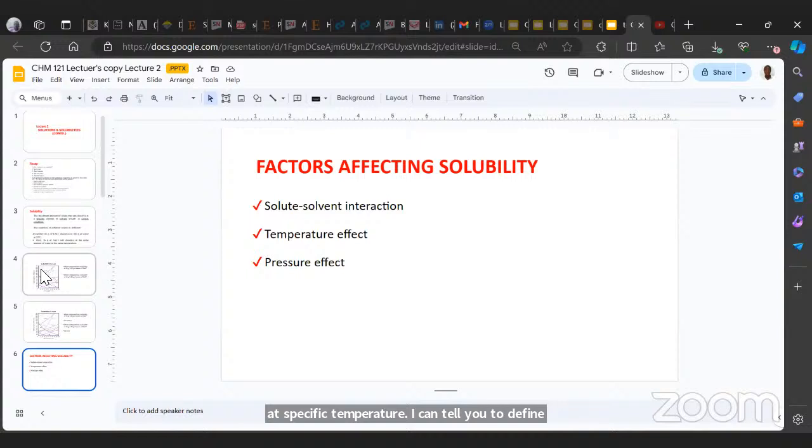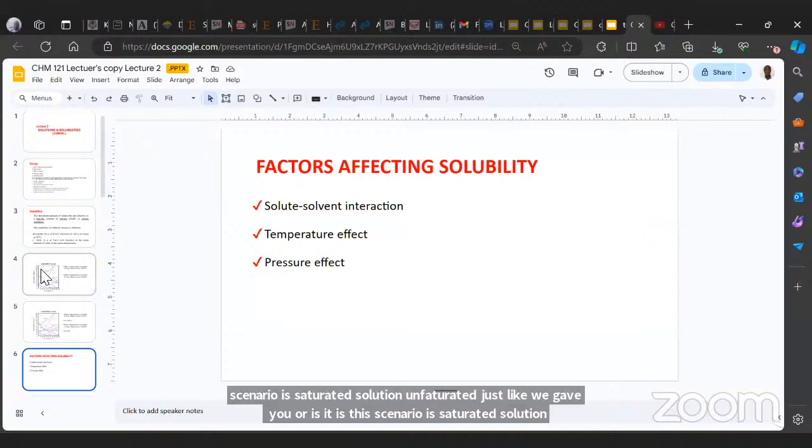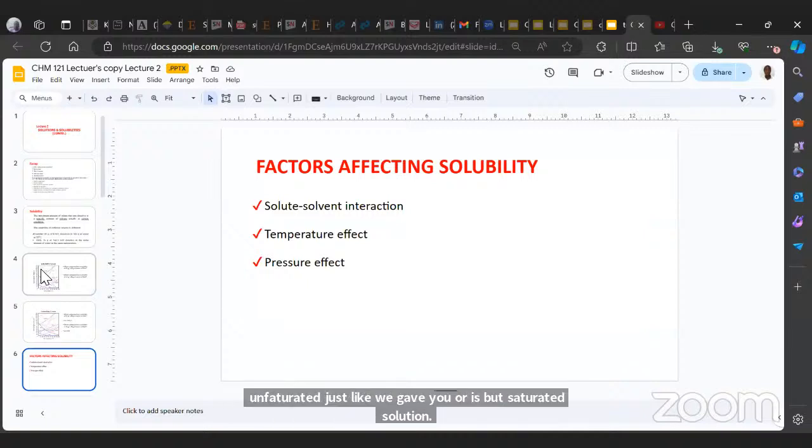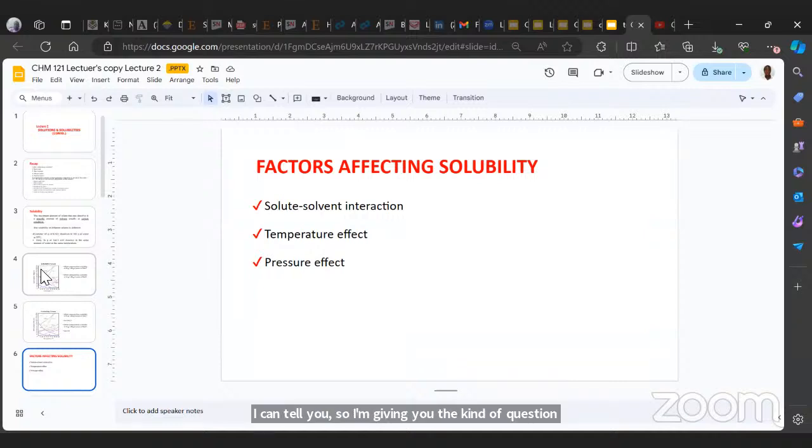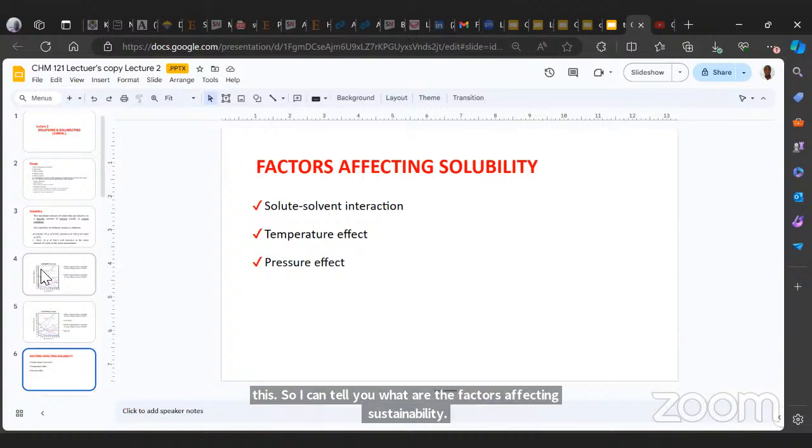supersaturation or to explain supersaturation. I can describe a scenario and ask you whether it is a saturated, unsaturated, or supersaturated solution. I'm giving you the kind of questions I can ask, because after this lecture, after two more lecturers come in, you will have tests. So I can ask what the factors affecting solubility are, and you will tell me solute-solvent interaction, temperature effects, and pressure effects.